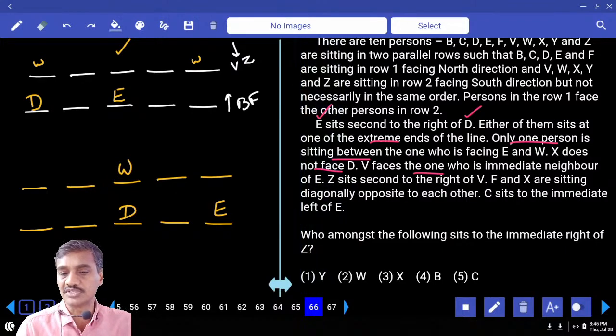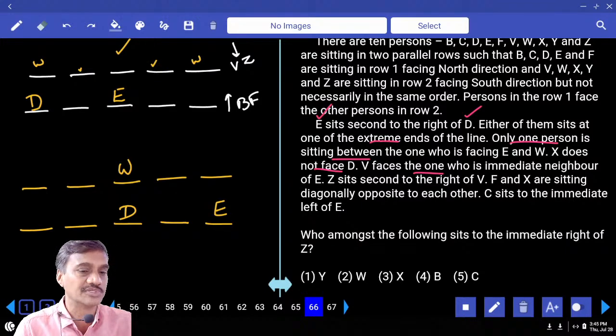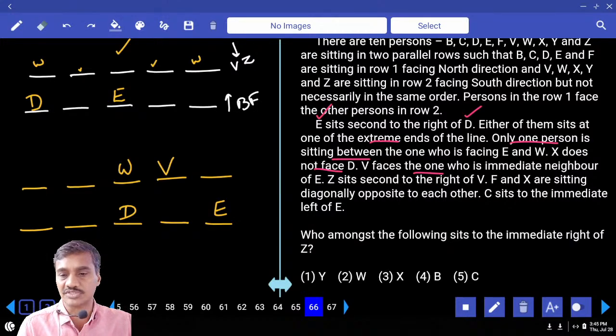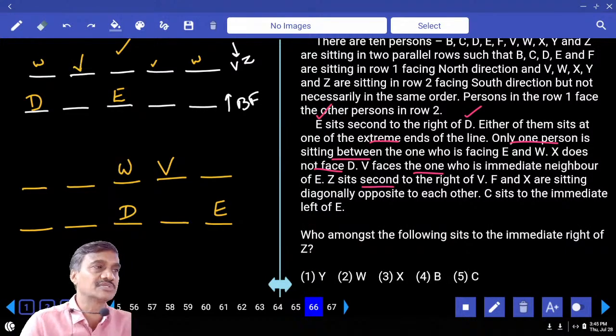And V is facing the one who is an immediate neighbor of E. Immediate neighbor of E, V can be either here or here. There are two different possibilities. Next again, now V is immediate neighbor of E, V is here. And Z sits second to the right of E. If V is at this place, Z sitting second to the right of E is not possible.